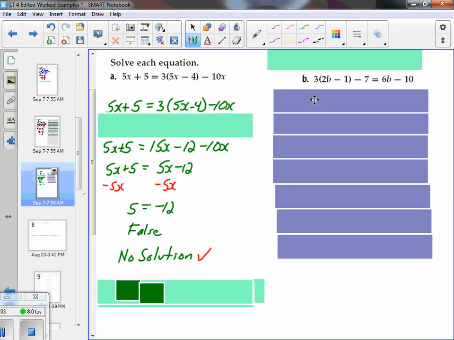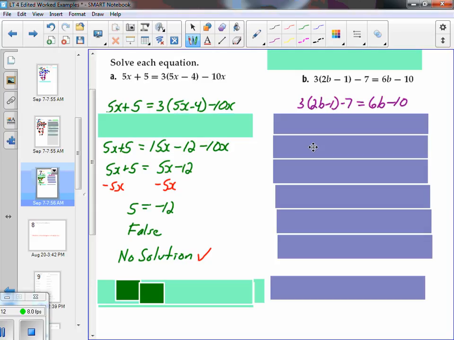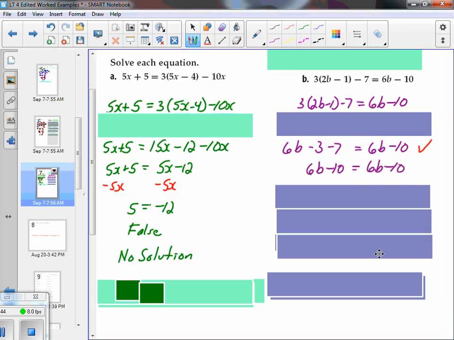That's right, last example that we're going to do. We do the same kind of thing. We're going to distribute this 3, and I'm just covering up the step where I wrote out the distributive property. Y'all said we didn't need to, and we don't. 3 times 2b is 6b. 3 times negative 1 is negative 3. Copy down the negative 7. Don't do anything on the right side. There's nothing that needs to be simplified with 6b minus 10. I'm not finished on the left side because I can combine the negative 3 and the negative 7 and get a negative 10.